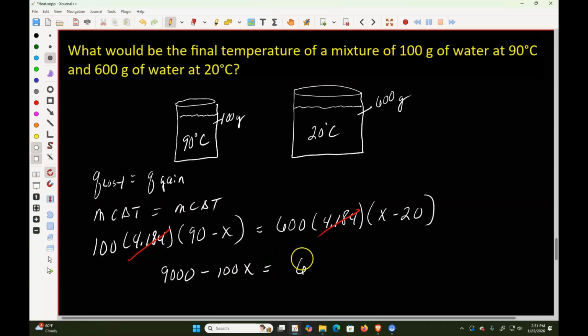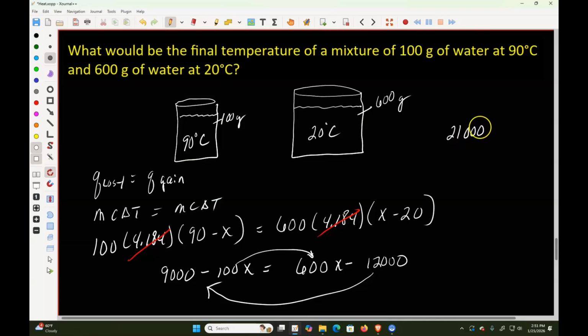is equal to 600x minus 12,000. Combining like terms, if I bring this over to the other side, I would have 21,000 equals 700x. Dividing both sides by 700, I would have x is equal to 30 degrees Celsius. That would be my final temperature once both of these mix together.